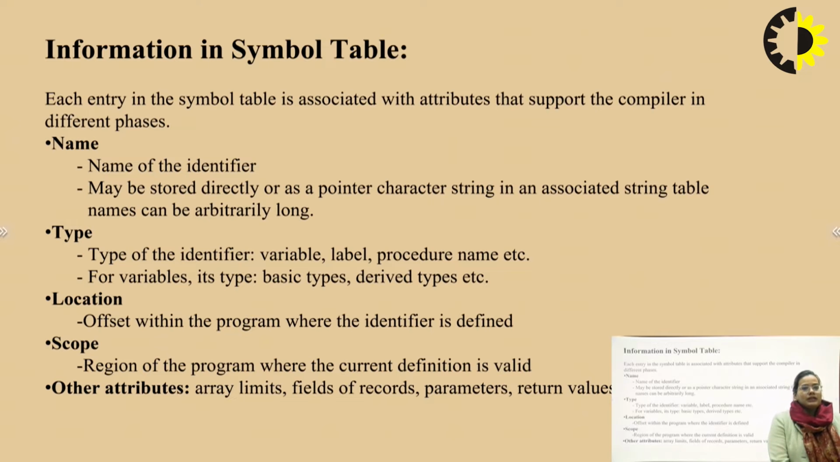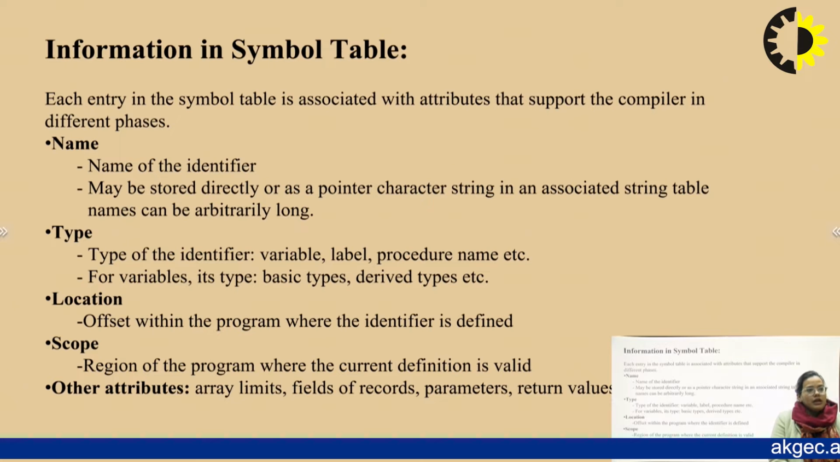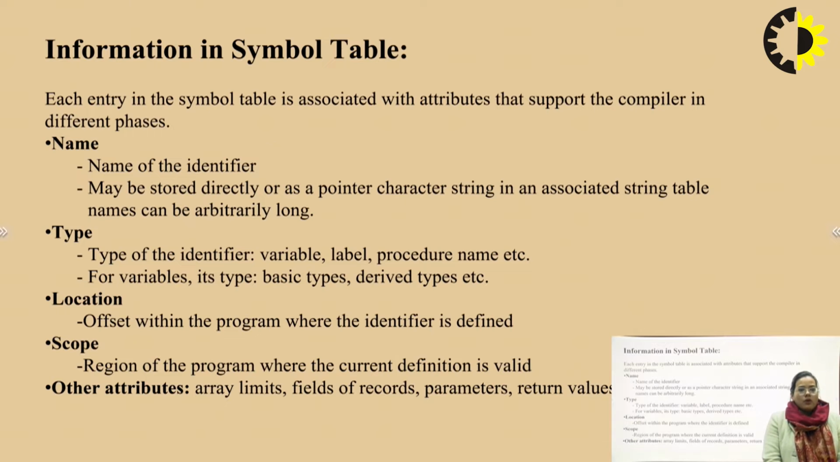Each entry in the symbol table is associated with attributes that support the compiler in different ways. We store the following information in the symbol table. The name of the identifier may be stored directly or as a pointer to a character string in an associated string table. Names can be arbitrarily long. Second is the type of the identifier, whether it is a variable or label, procedure name, etc. For a variable, its type: basic type, derived type, or so on.